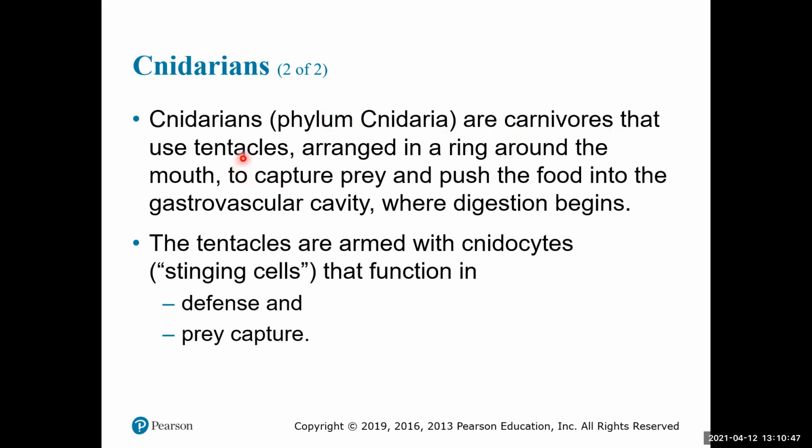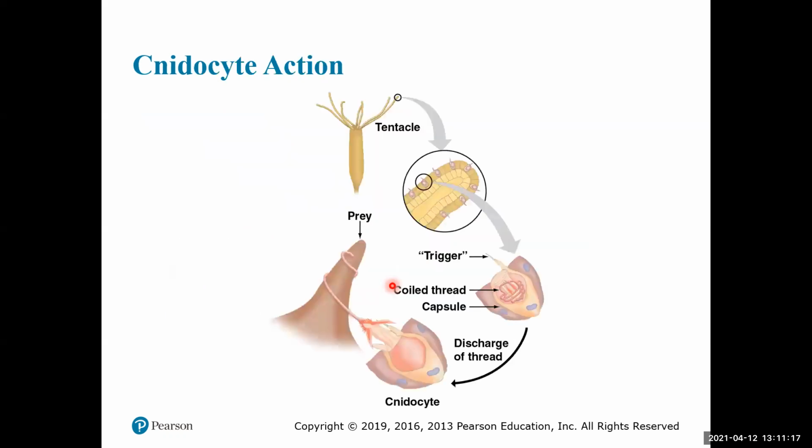Now, cnidarians are carnivorous organisms. They use their tentacles with their cnidocytes to grab onto the food and basically push them into their opening, their digestive opening, and then they'll digest their prey that way. And like we mentioned, the tentacles contain these cnidocytes, which again is where the phylum name comes from. Cnidocytes are basically just stinging cells, and they either can help with defense or they can be used to paralyze and help capture prey.